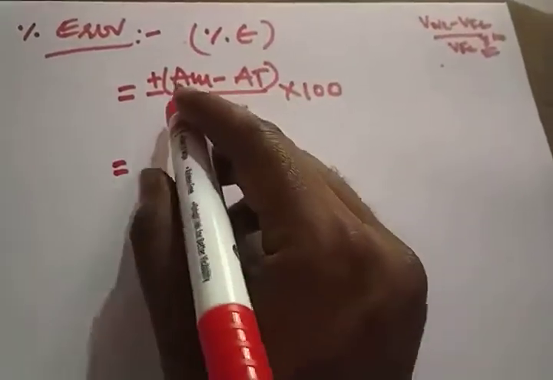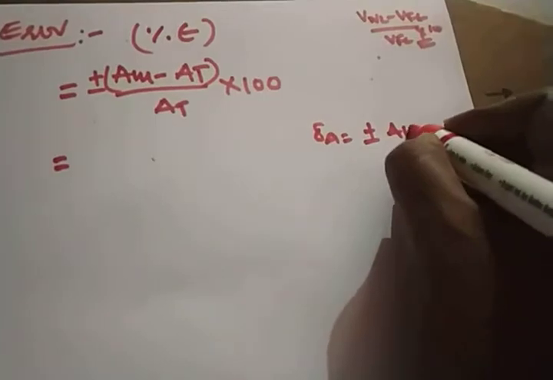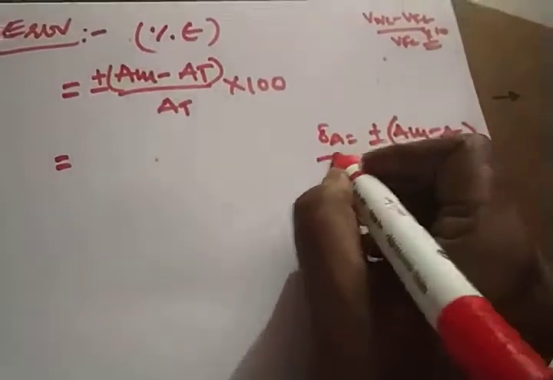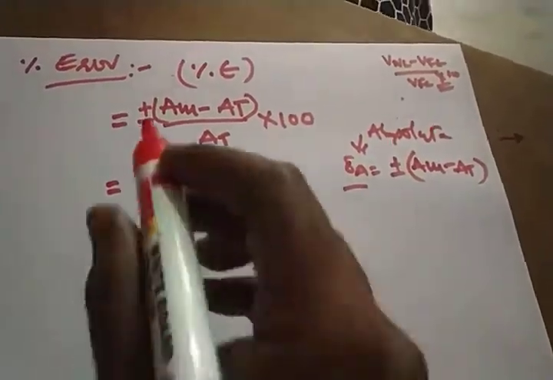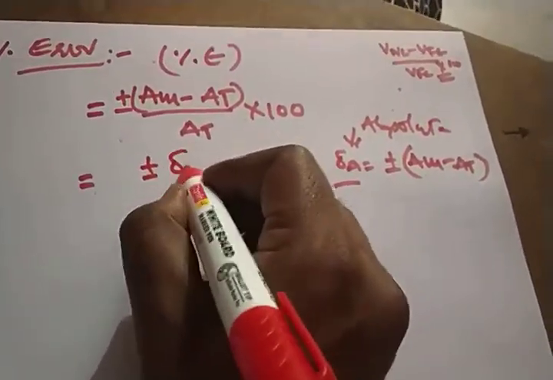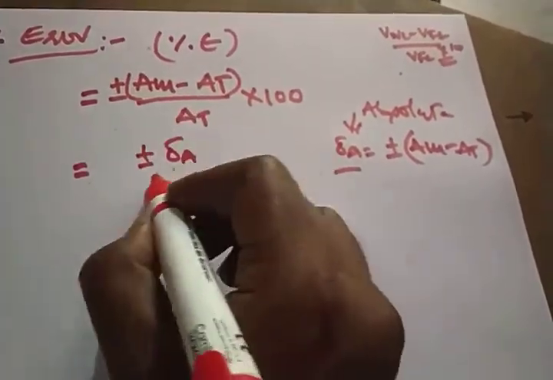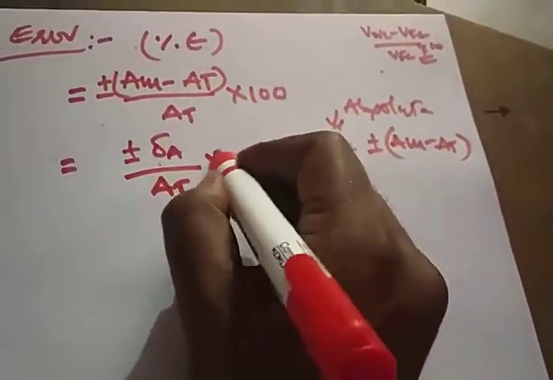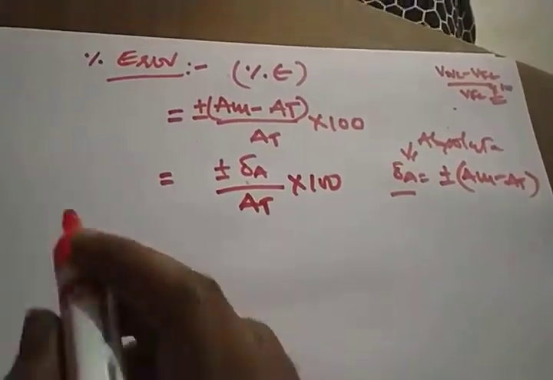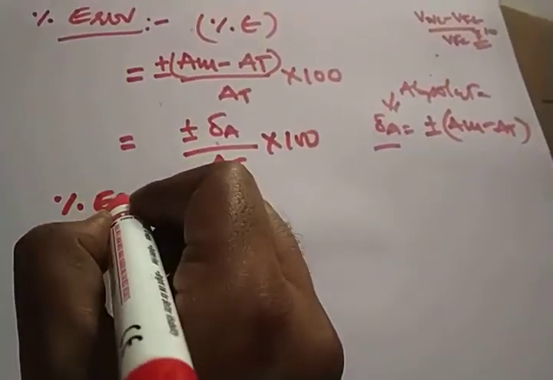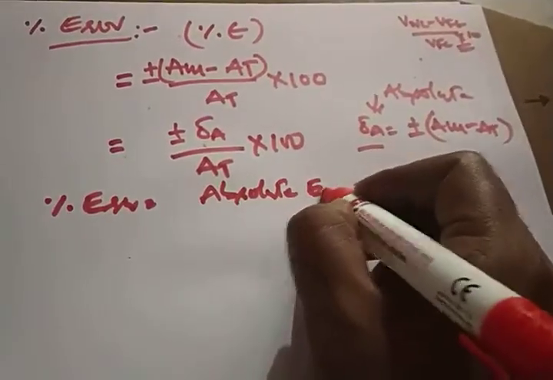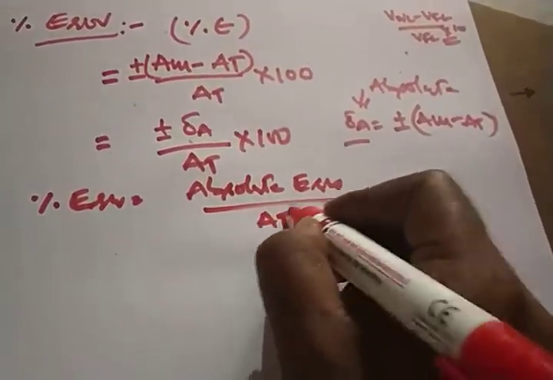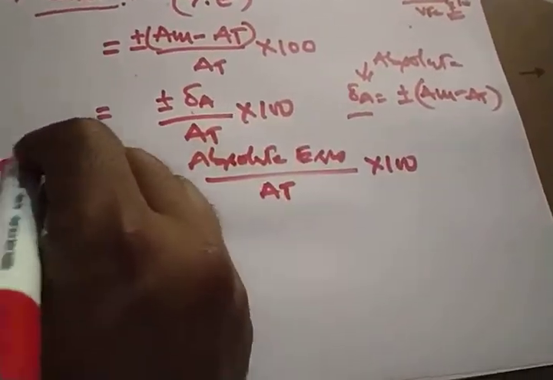How can you denote it? What is AM minus AT? You know delta A is equal to plus or minus (AM minus AT). So what is it? It is the absolute error, denoted by delta A. Then divide by AT into 100. So what is percentage error? Percentage error is equal to absolute error by true value into 100. This is very, very important.